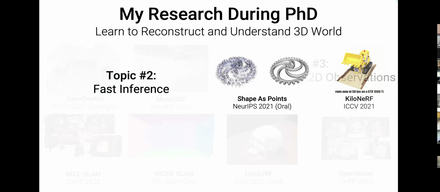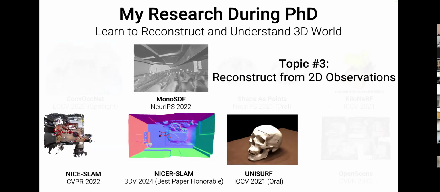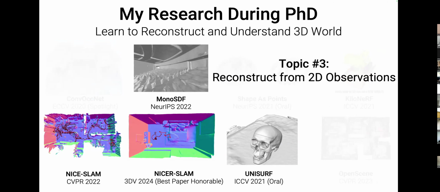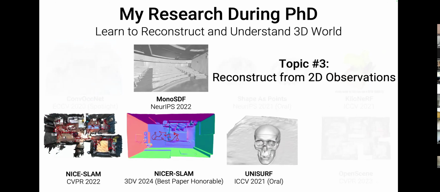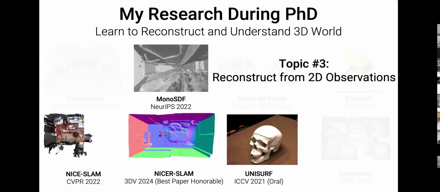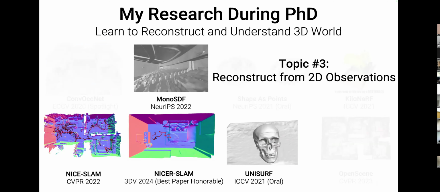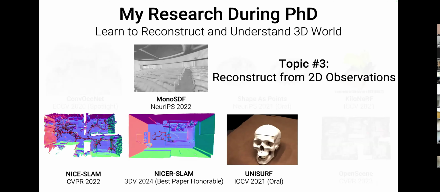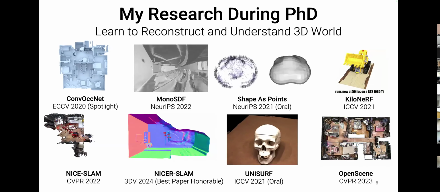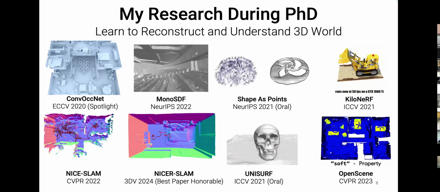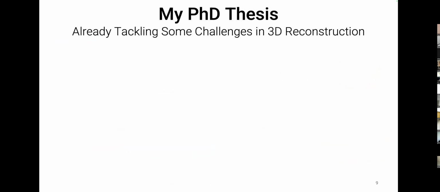Another very important topic is that you should be able to reconstruct from just 2D observations. Imagine you have your cameras and you walk around the scene, and you want to do the 3D reconstruction from only the 2D observations. And last, once you get the 3D reconstruction out, you can do some high-level 3D scene understanding. This is a very high-level summary of my PhD, and this talk will focus mainly on 3D reconstruction.